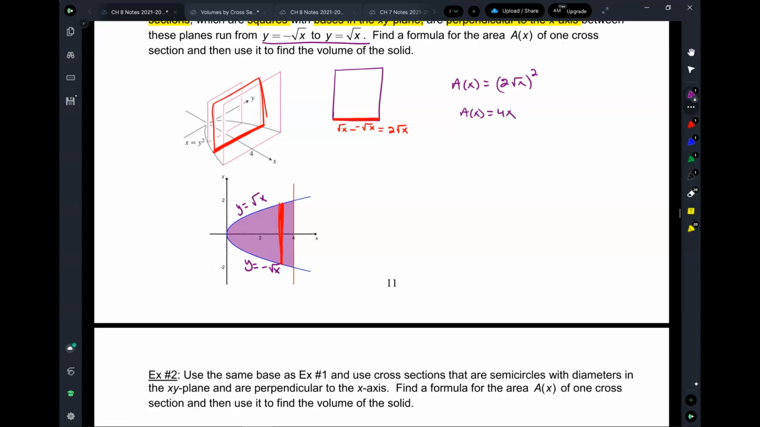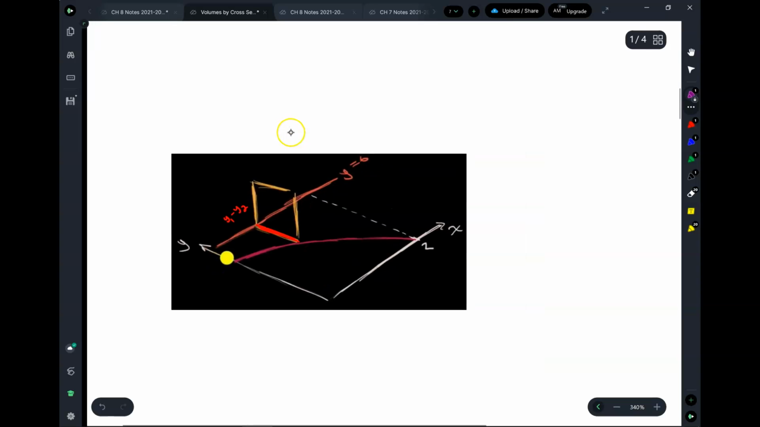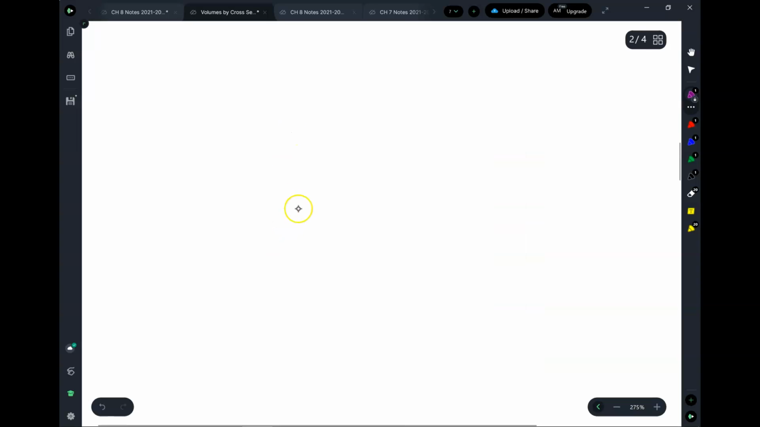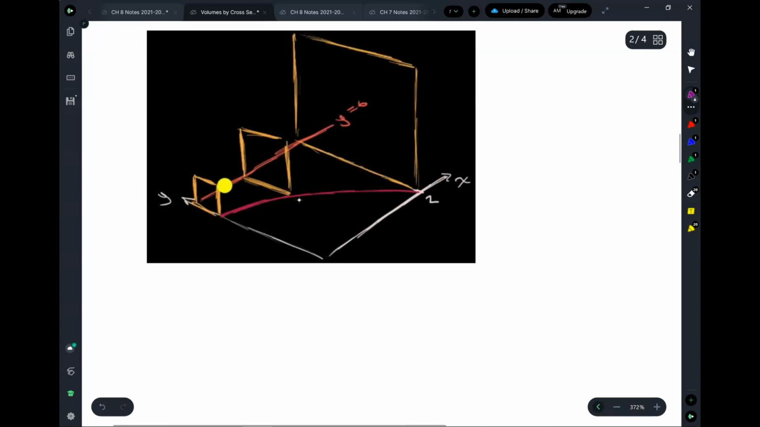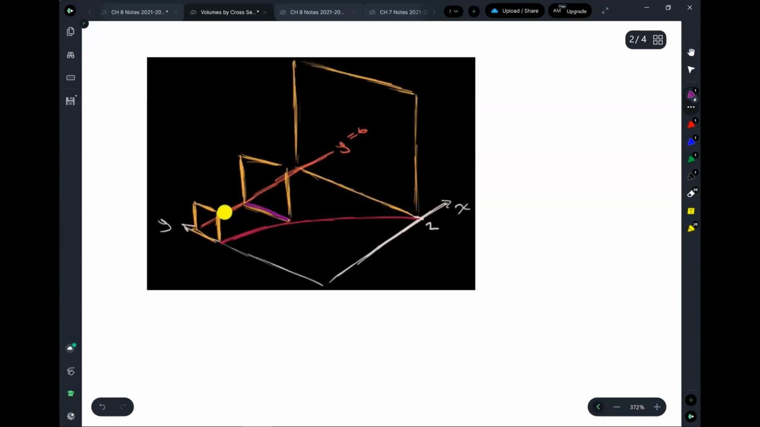Now we need to find the volume of this. So if we go back here, I think these are better ones. Do you see how each one of these squares has that base, and also has a little bit of a thickness to it? So if there's a little bit of thickness to it, suppose it's like something like this, then the volume of this would be the base times the thickness here, right?